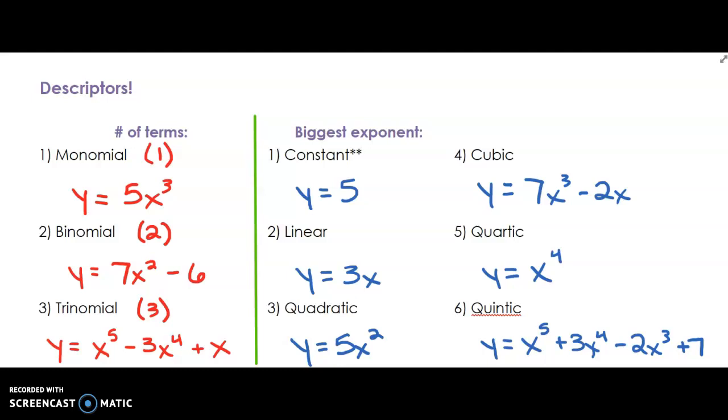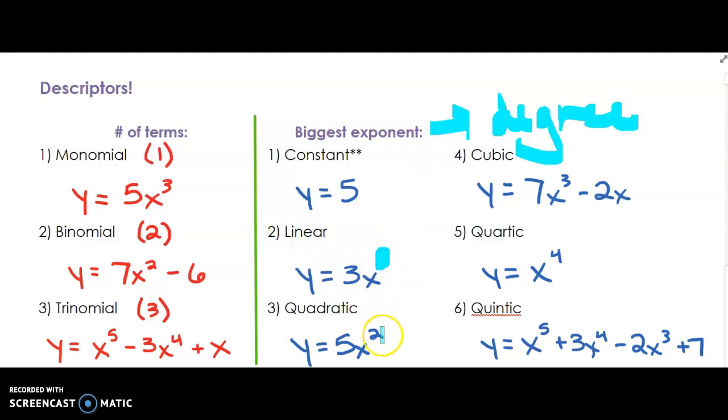Another way we can describe a polynomial is based on its biggest exponent, which again we said is its degree. Sorry, I'm writing this with a highlighter, but our biggest exponent is the degree. And so when the degree is 1, it's a linear function. When it's 2, it's quadratic. 3, 4, 5. Again, this is written out for you because this is stuff we've seen before. I want to move on to some of our operations with polynomials.